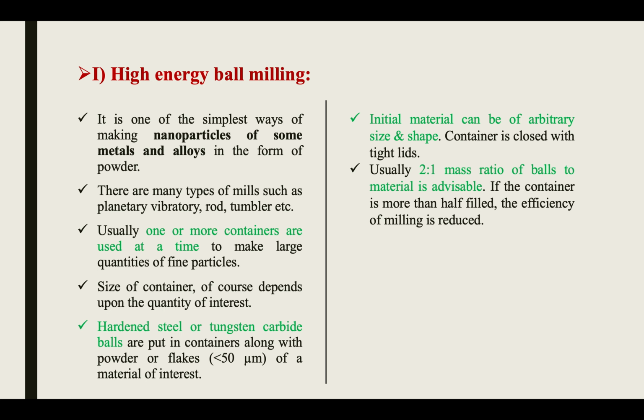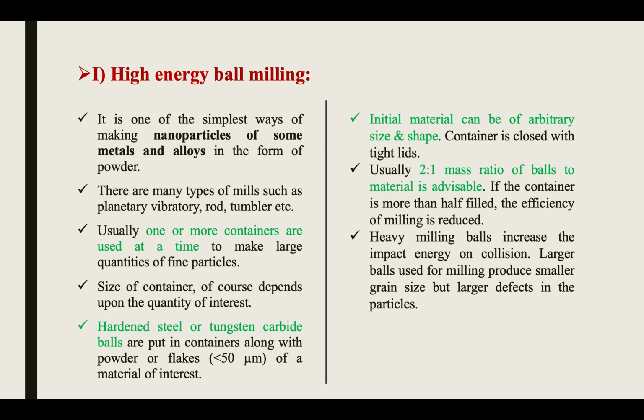If the container is more than half filled, the efficiency of milling is reduced. Heavy milling balls increase the impact energy on collision, and a larger ball used for milling produces a smaller grain. If you use a larger ball, you will get a smaller grain size, but larger defects in the particles. So you have to take this in proportion only. You cannot take a very high radius of the ball, because you will get more defects in the particle. So your particle size will not be uniform. That is the drawback of the system.